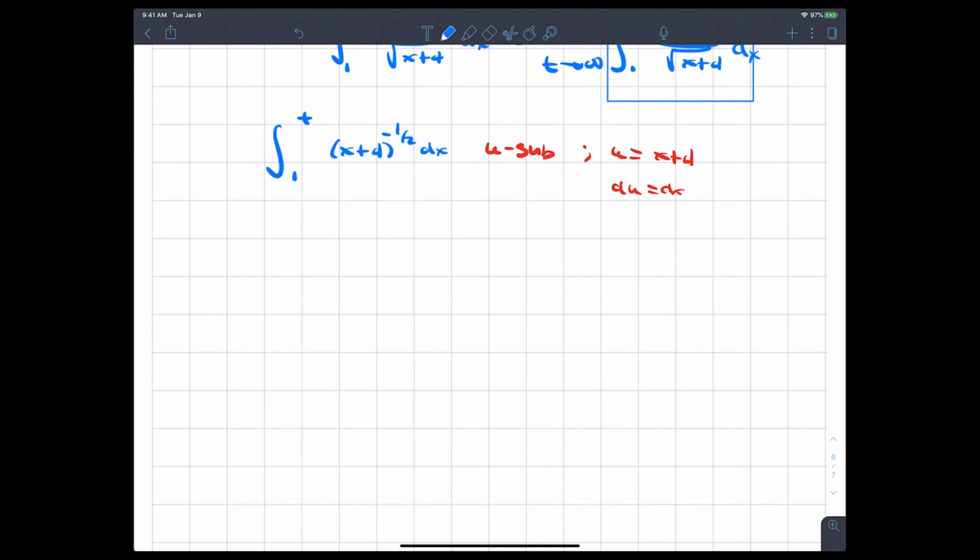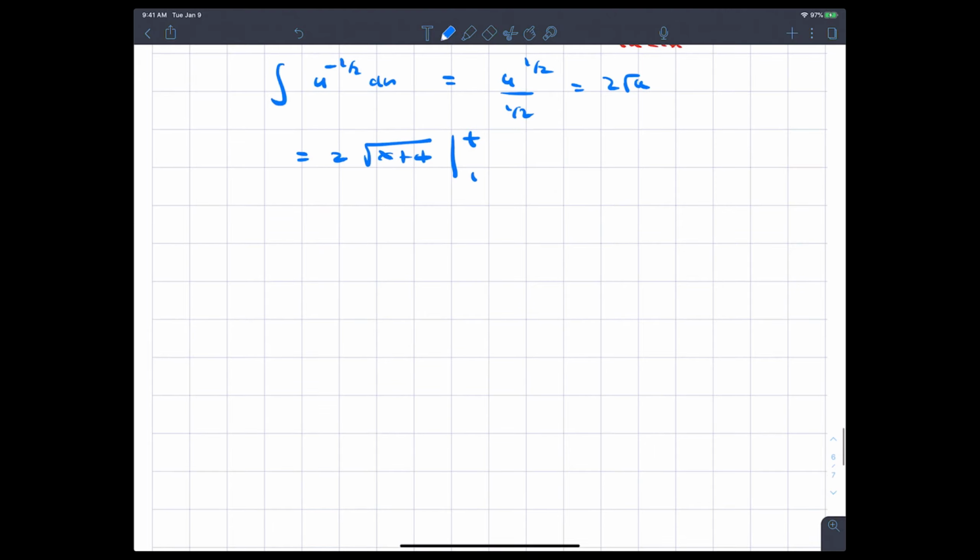notice this integral is, we can say, u to the minus 1/2 du. And then that will be u to the positive 1/2 over 1/2, which is 2 square root of u. And if we put this variable back, that's x plus 4. So double check here, ladies and gentlemen. And this is from 1 to t. And we end up with 2 square root of t plus 4 minus 2 square root of 5.